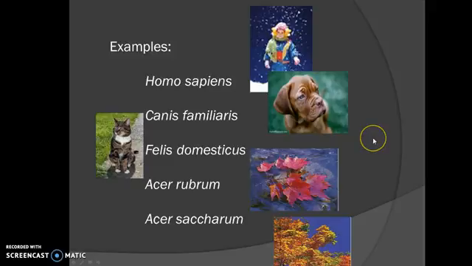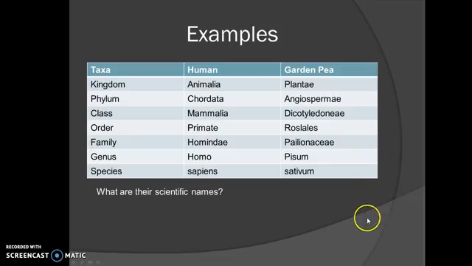You will be marked down if you don't follow these rules, friends. So if you're handwriting it, make sure that you underline it. Okay, the examples here, we have human and we have a garden pea, funsies. Here are the taxa all in order from most general to most specific.